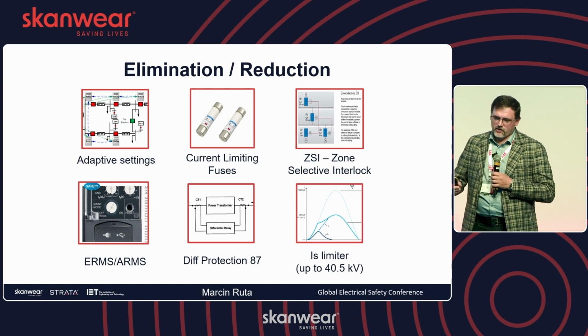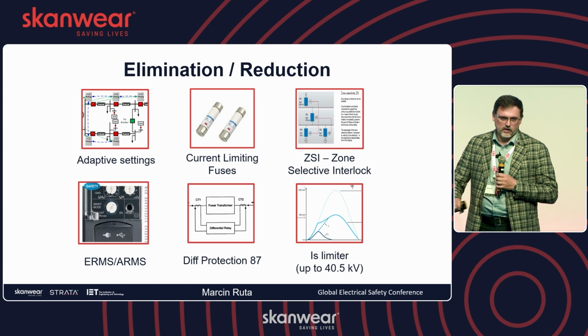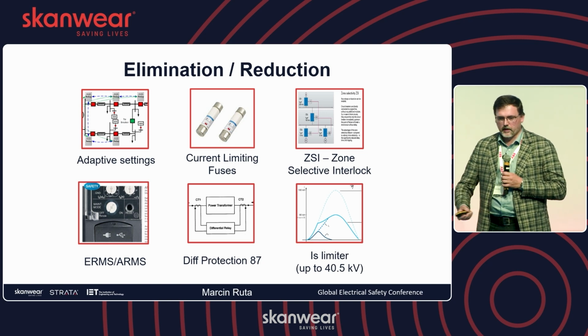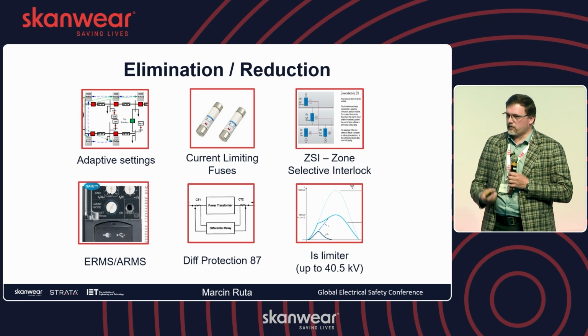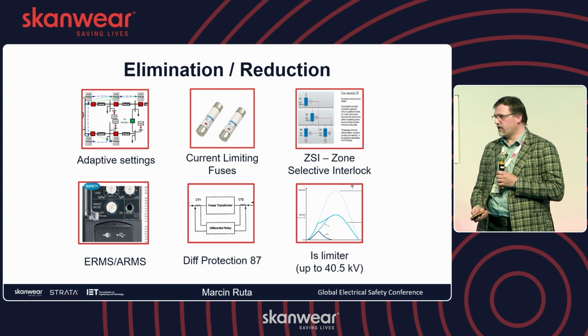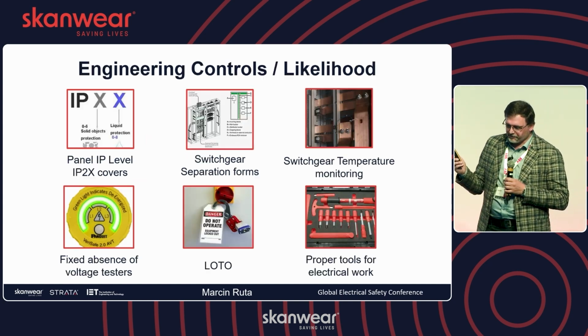ARMS, which is an energy reduction maintenance switch, or arc flash reduction maintenance switch, very useful from the maintenance perspective. And we can do it also as a logical thing on the medium voltage relays as well, if you know what you are doing. Differential protection, good things to have. IS limiter, which is a product thing. I will not say what company, but it's a very interesting thing to have sometimes.